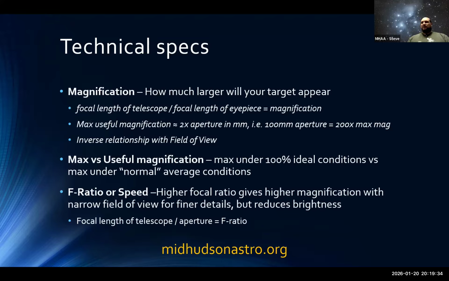So magnification, generally speaking, is how much larger your target's going to be versus when you see it with your naked eye. Mathematically, like I said, it's the focal length of the scope divided by the eyepiece. We talked about the max useful magnification and the field of view, so we kind of covered that. The F ratio is the focal length divided by the aperture. That's what gives you like 6.3 or 8 or that kind of thing, relating to picking your targets. A higher focal ratio gives you more magnification with a narrower field of view. You can get finer details with that, but you reduce the brightness as a result.